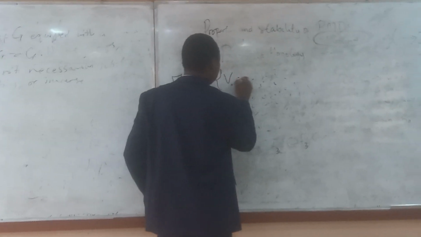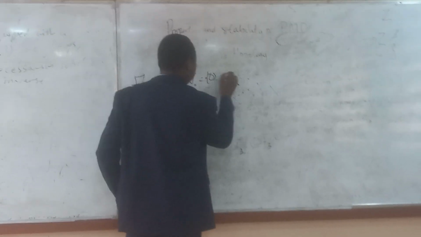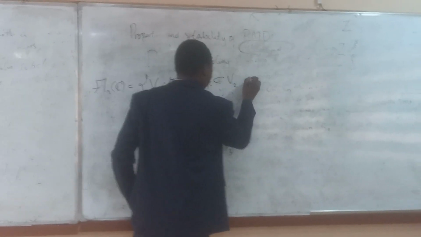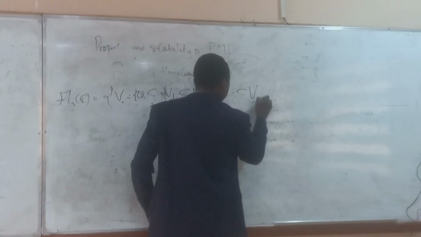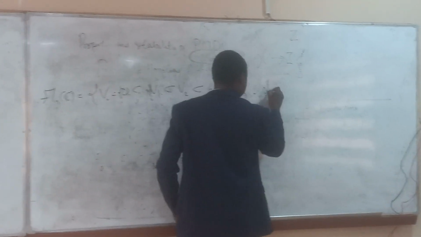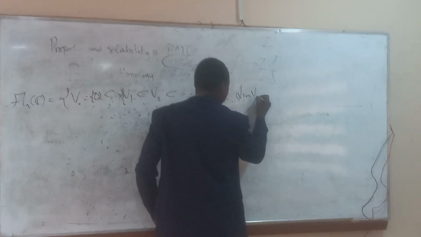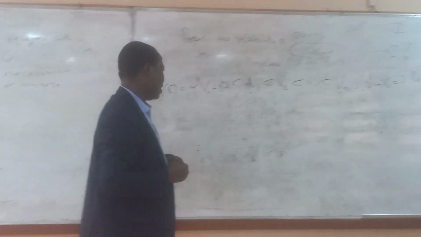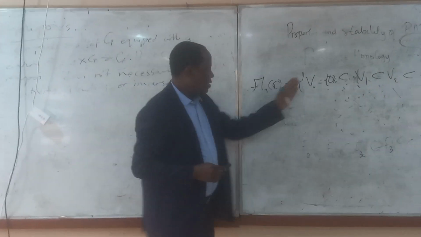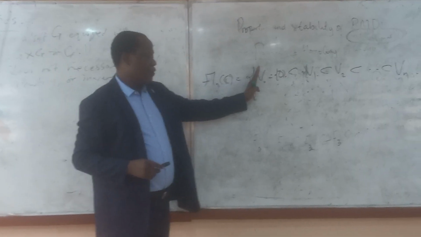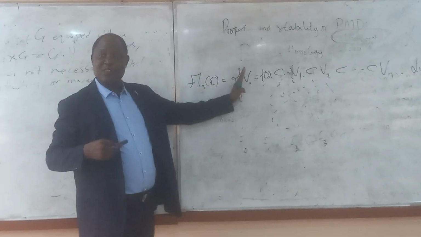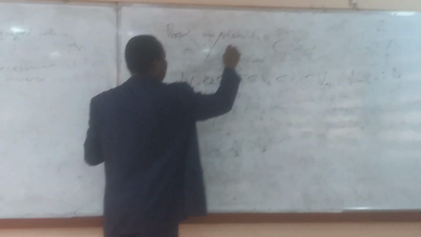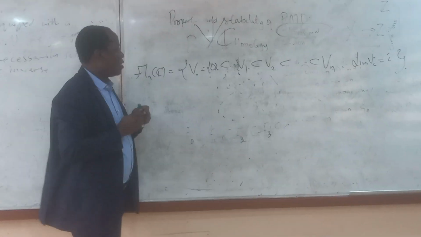This will be 0, the origin, inside of V1, inside of V2, up to Vn, such that the dimension of Vi equals i. This is what we call a flag. When it's a full flag, because it contains all the dimensions, you pick a vector space over C. So I look at the flag.